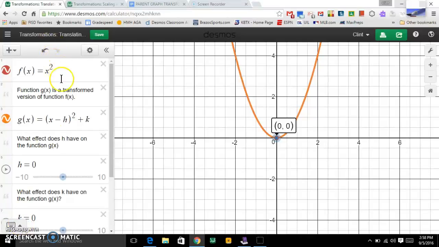All right, today's topic is transformations. It just means changes. We're going to have a function and its graph. We're going to change the equation, change the function, which will in turn make changes on the graph. We're going to figure out how they relate.